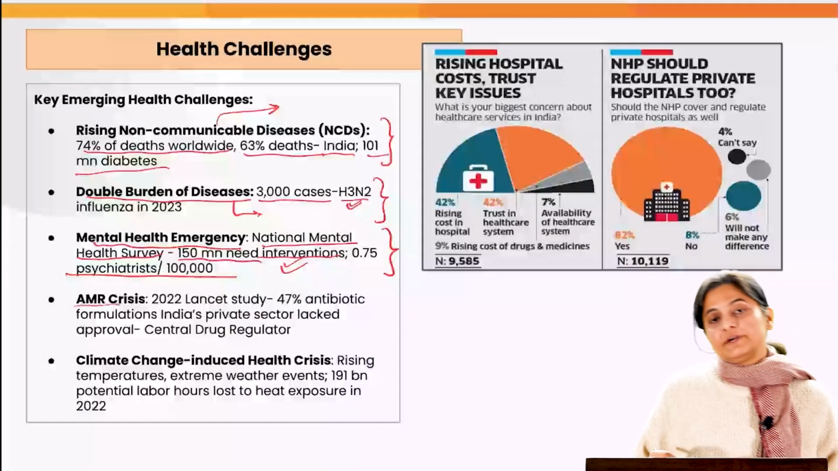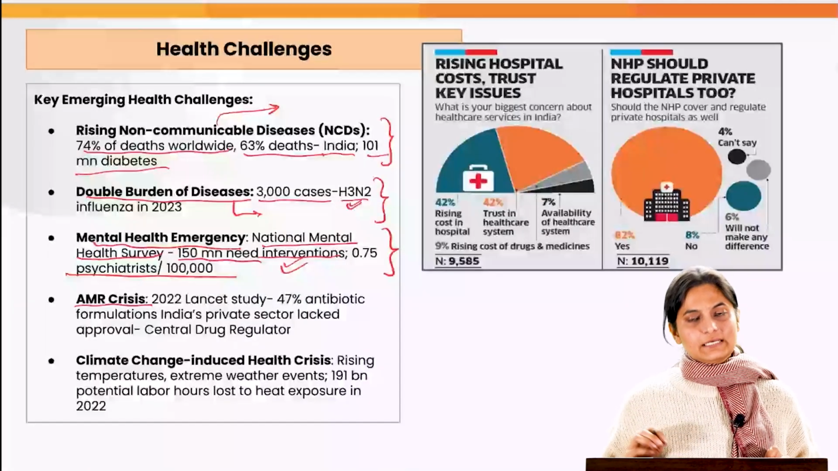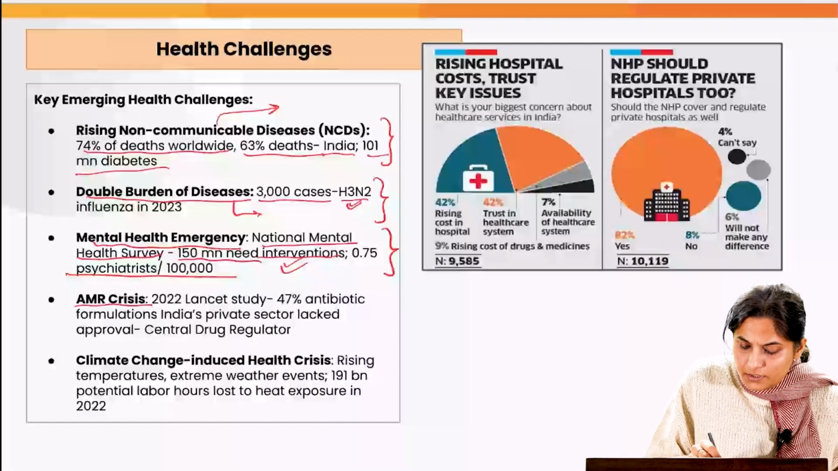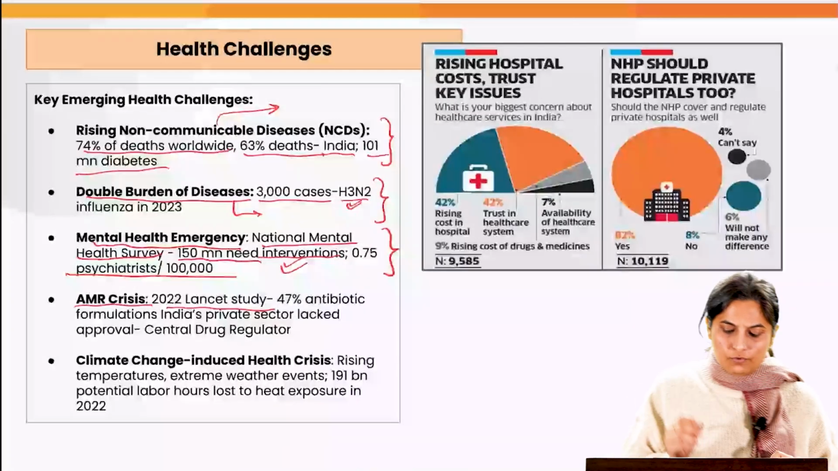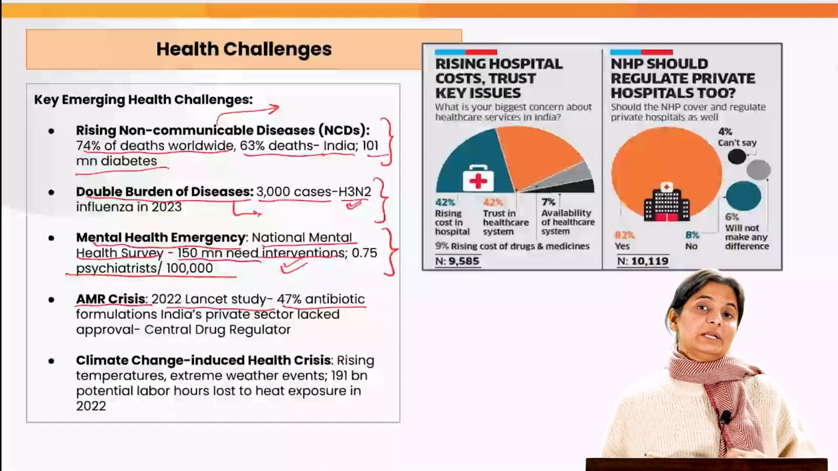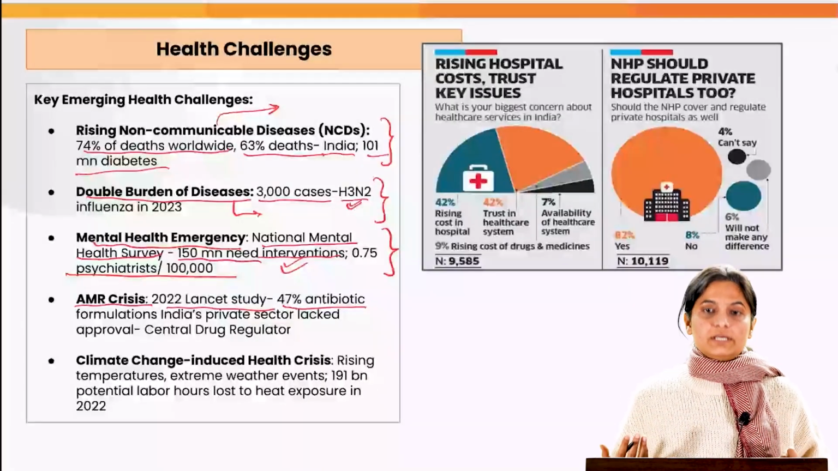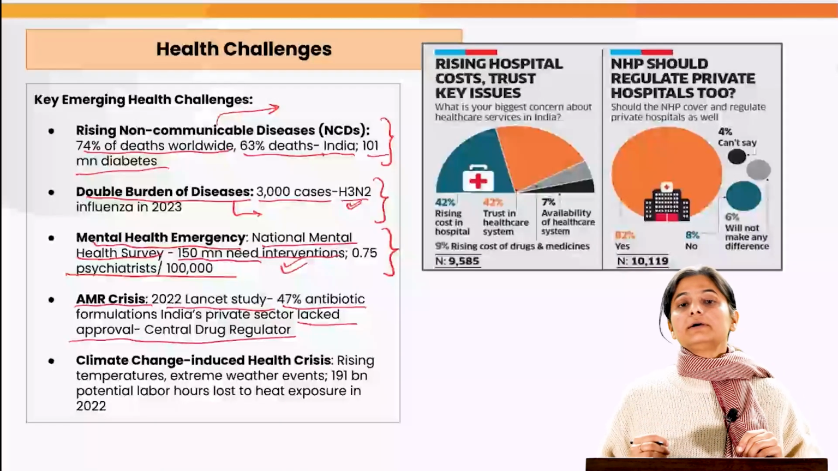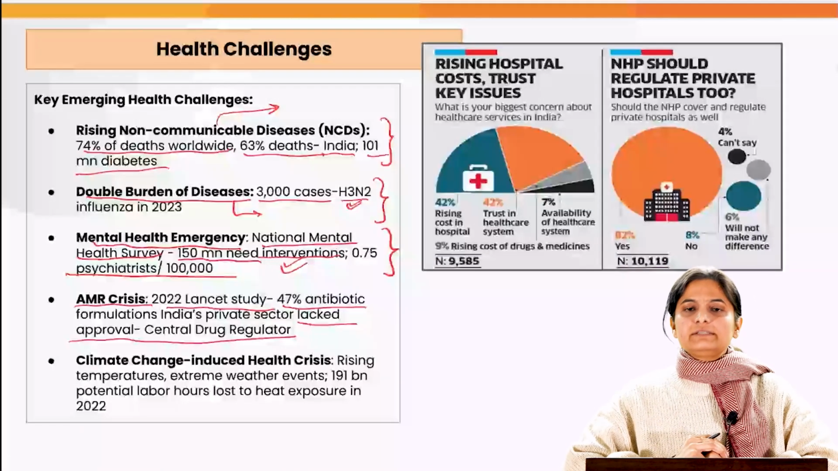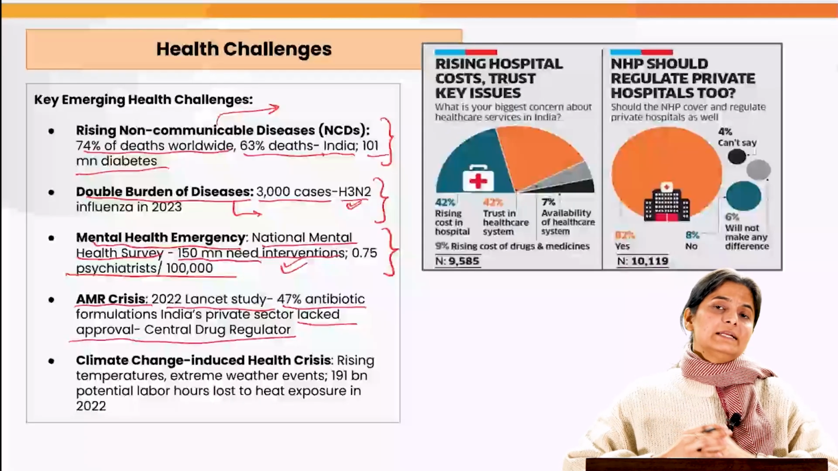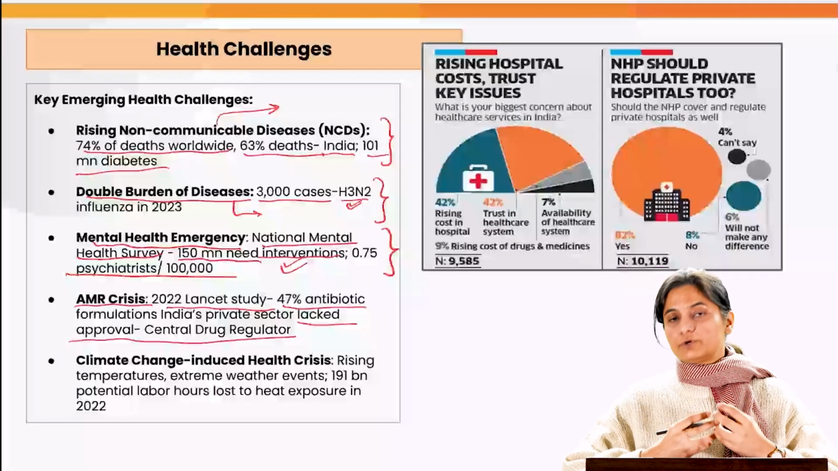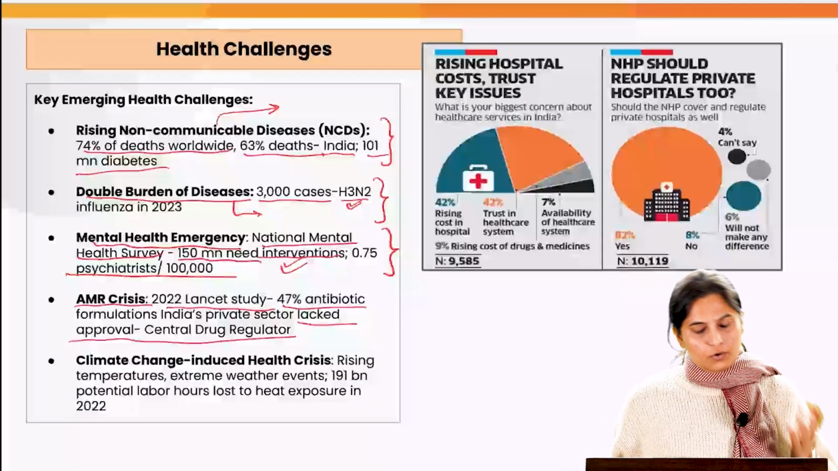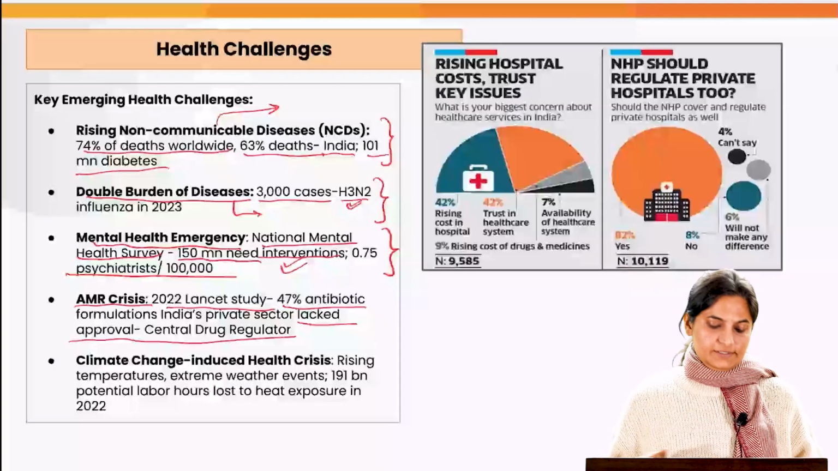Then we also have the AMR crisis. What is the AMR crisis? It is antimicrobial resistance, which has been rising. Why? As per a 2022 Lancet study, around 47% of antibiotic formulations that India deploys in the private sector lack approval from the central drug regulator. This leads to unnecessary usage by various population segments, sometimes for causes where it is not even required, and that increases resistance.